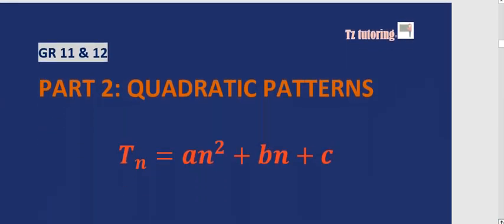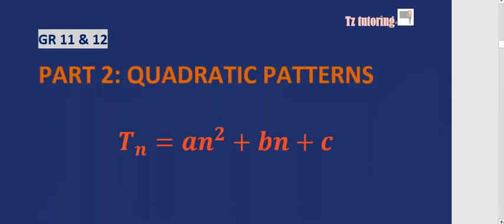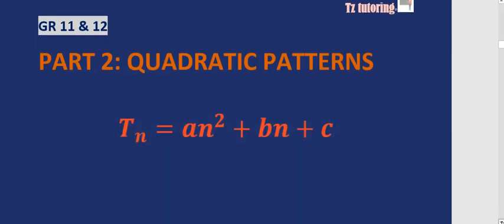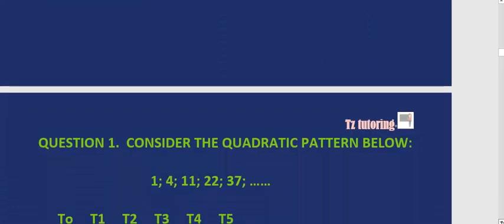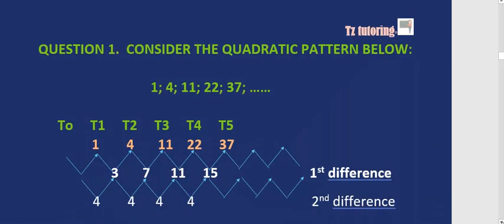The next section, the quadratic pattern, will be for grade 11 and 12. Okay, and of course this is the formula we use for a quadratic pattern. And let's get into it. All right, let's start by working out the difference first. Okay, the first difference, of course, these are the terms. It's term 1, term 2, term 3, and so forth. Okay, we've put them again here.